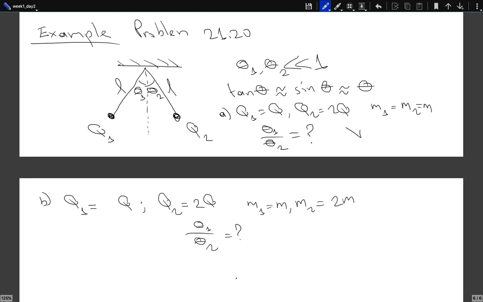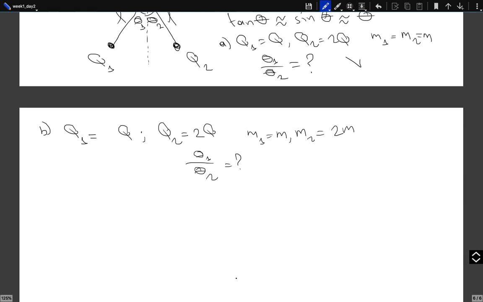But now, again, we have the same forces. You see, we are changing the charge, but it doesn't matter. It's the product of these two charges which determines the force that two charges exert on each other. So it doesn't make any difference which one has a larger or which one has a smaller charge. So the electrostatic forces they exert on each other are the same, but the gravitational force exerted on the charge Q2 is twice the gravitational force exerted on charge Q1. So the angle will not be the same.